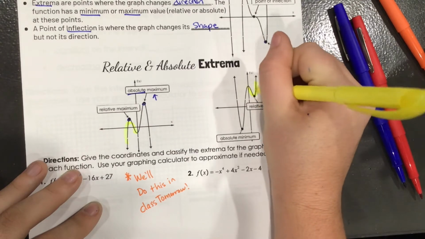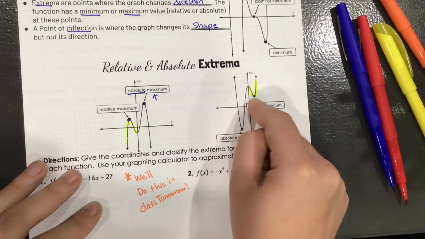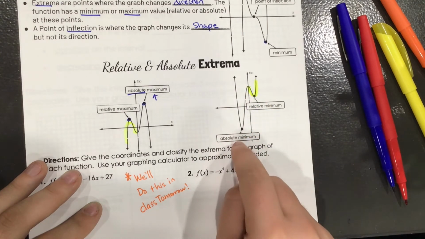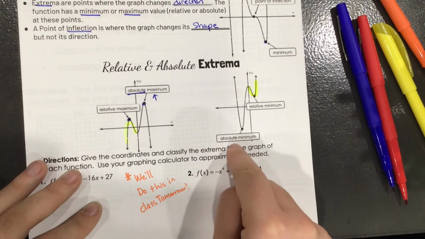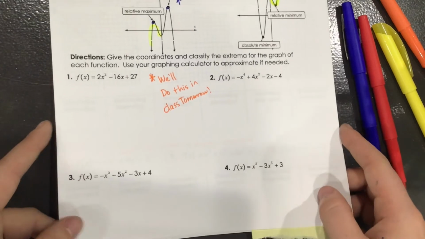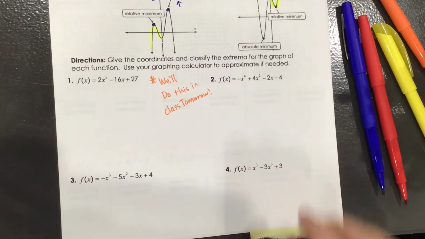Like, are you really low? Well, relatively. Around my points around me, I'm low because everything around me is higher than I am. But this one is the absolute minimum because it's the lowest one on the graph. Don't worry about these four. We're going to do them in class tomorrow because we need a graphing calculator, and I need to explain that to you in class.